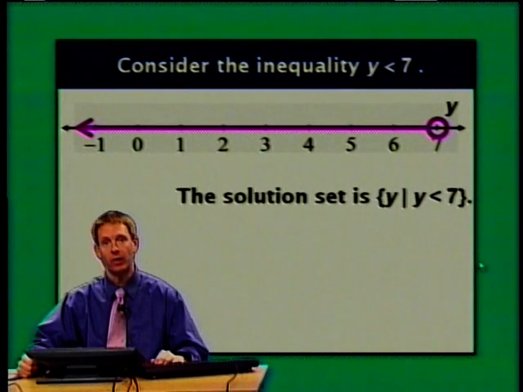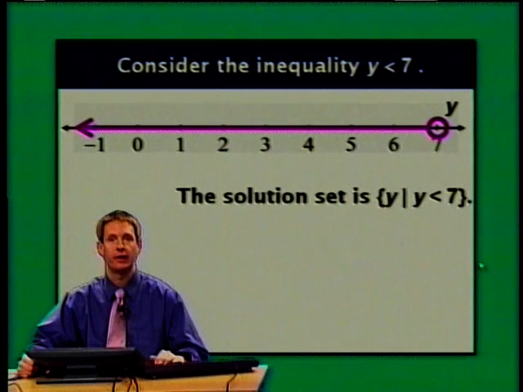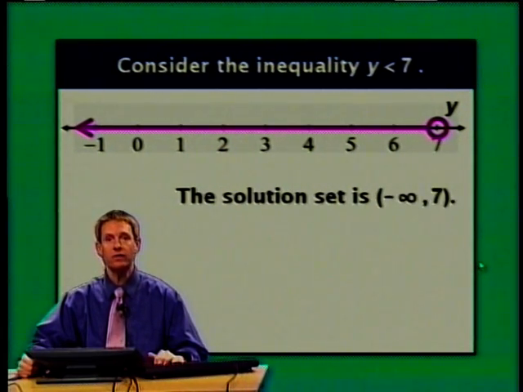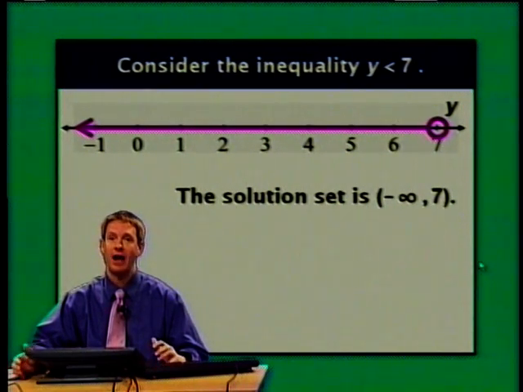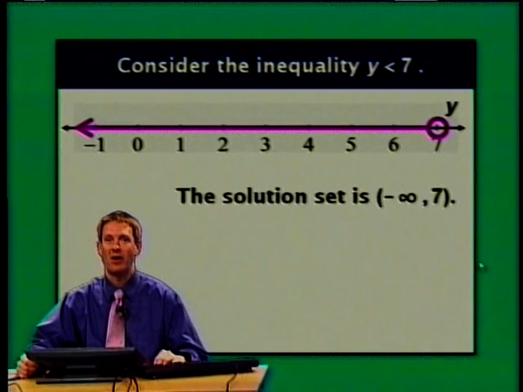Using set builder notation, the solution set is written as the set of numbers y such that y is less than 7. Using interval notation, we say that the solution set is the open interval that has no left-hand endpoint, which we write and read as negative infinity, and that has a right-hand endpoint of 7, but 7's not included, so we have a parenthesis there. Since neither endpoint is included, there's really only one in the first place, we call it an open interval.